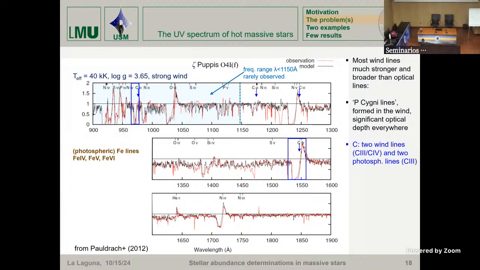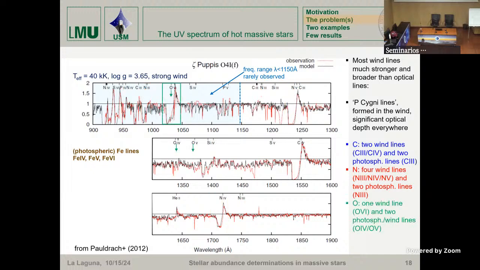Then we have a few carbon lines, a few nitrogen lines, and one oxygen 6 wind line, a very high ion, a very interesting line here, and two photospheric lines from oxygen 4 and 5, which we need for the hottest stars, because in this case we have no optical photospheric lines. So as you see, that's not very much in the ultraviolet as well, except for iron.